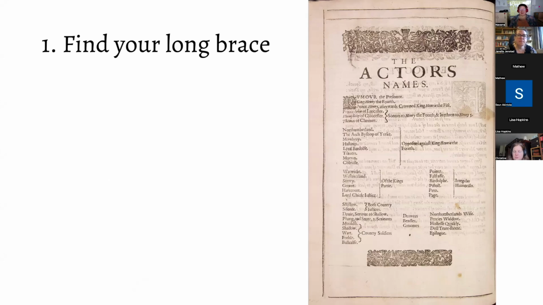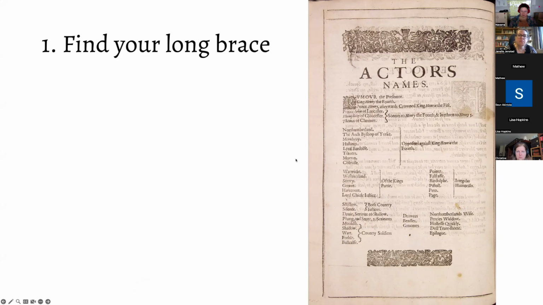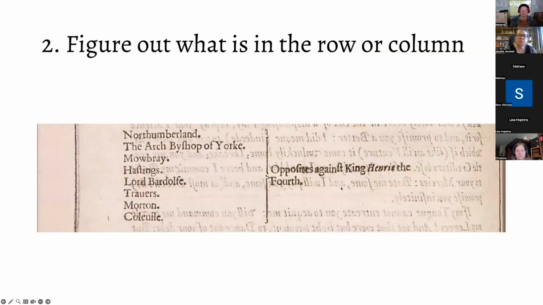So the first thing that we need to do is, of course, find our long brace. Here are a few examples from the second part of Henry IV. In the first folio, we've got quite a few of them on this page. I've used this one here as the example. Then we're going to figure out what's in our area that we're styling. Here we've got everything on the left here, our long bracket, and then we've got our opposites against King Henry IV.